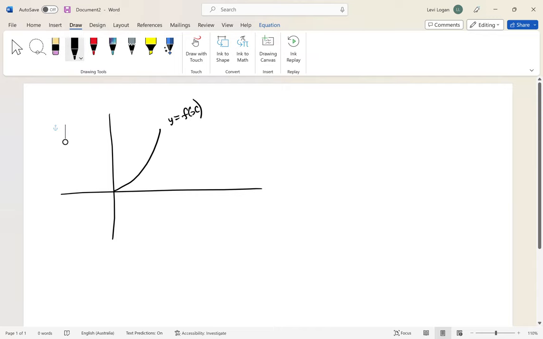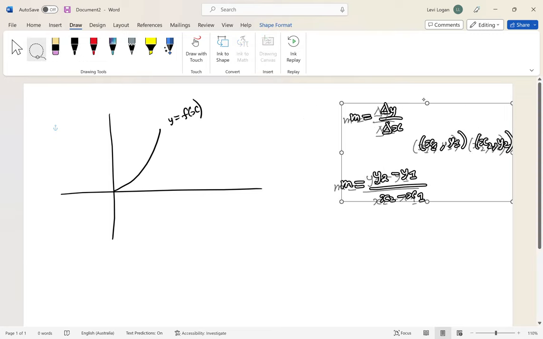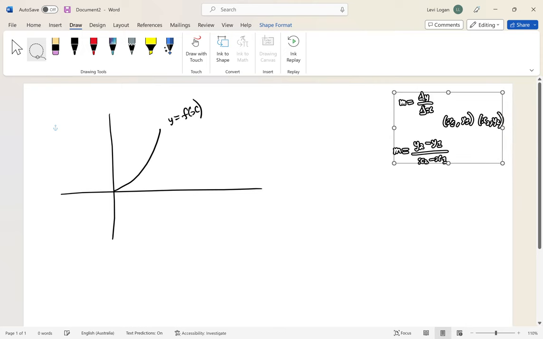Recall that gradient is the change in y over the change in x. We can calculate that gradient with this formula that we've established before: y2 minus y1 over x2 minus x1. That's basically saying if you have x1, y1 and x2, y2, you can find the gradient if you had 2 points. Let's keep this idea in mind. I'm just going to make it smaller so it's out of the way.